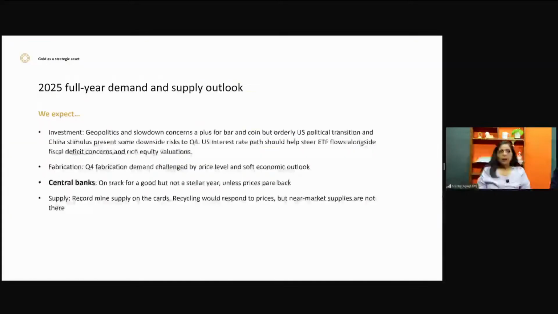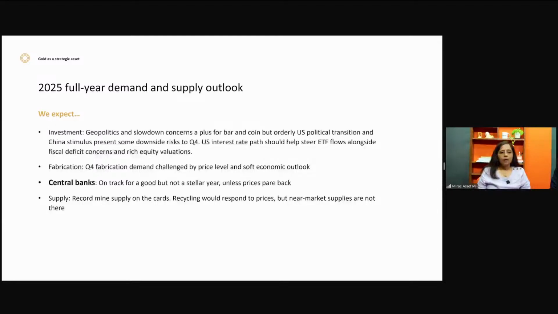If you look at the outlook and the performance, we expect investment, geopolitics and slowdown concerns as a plus for bar and coin. Of course, we'll need to see how tariff wars pan out, the political transition because of Trump and also China stimulus will present some downside risk. But if you look at fabrication demand, it could be challenged. Fabrication is jewelry. It could be challenged by the prices, and unless prices pare back, we also think that central banks will continue to buy, but probably not at the same pace as they have been buying for the last 2 years.